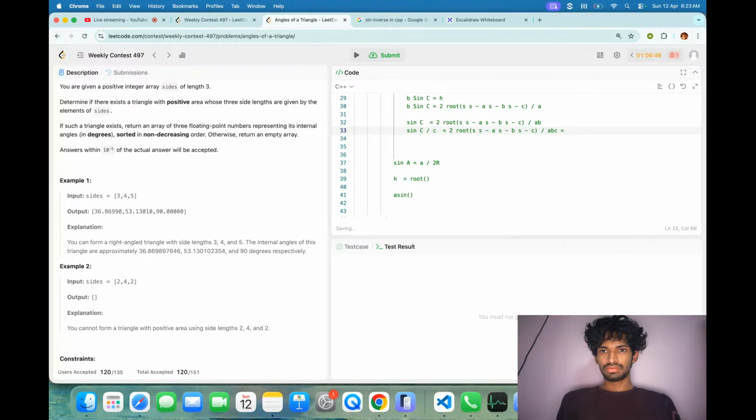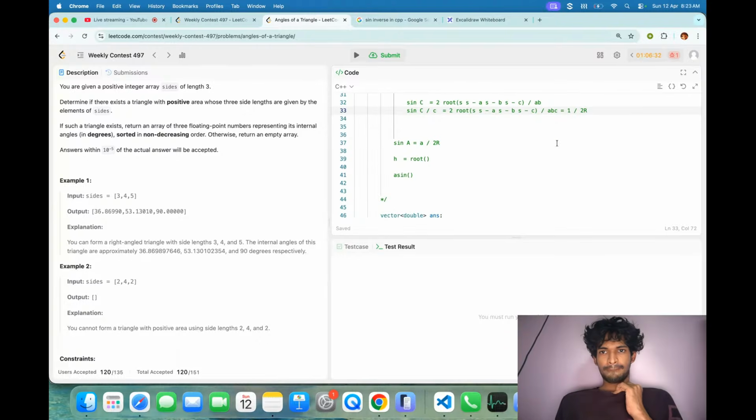Equals 1 by 2R. So you can compute R and then use this formula, okay? So what is R? R equals ABC by 4 root of S into S minus A into S minus B into S minus C. But you can actually prove that S into S minus A into S minus B into S minus C is the area of the triangle.